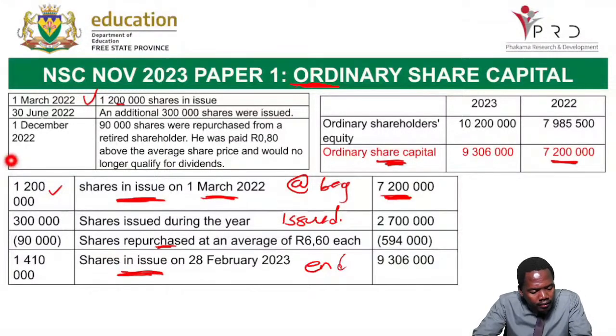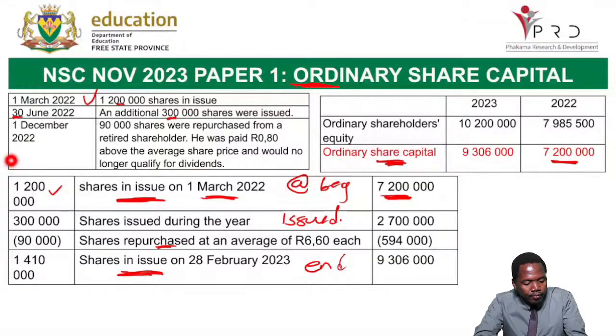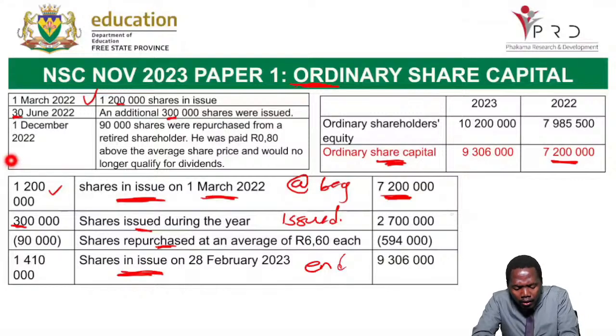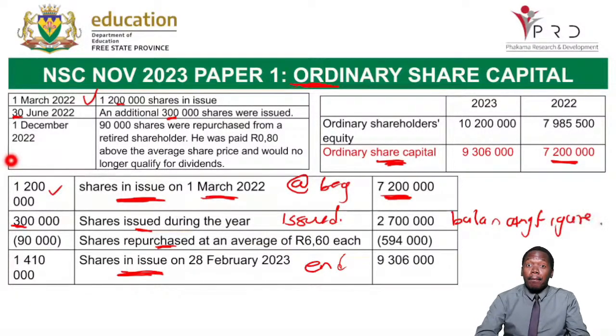And then additionally, they've said that on the 30th of June 2022, an additional 300,000 shares were issued. So we have the 300,000 shares issued during the year. Now, we are not given how much they were issued for. We are going to come to this, meaning this may become our balancing figure. So this will become our balancing figure.